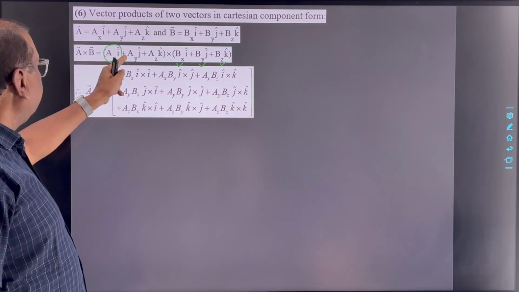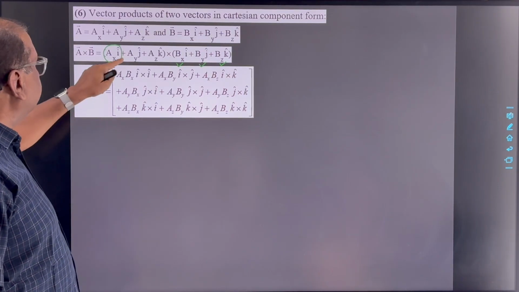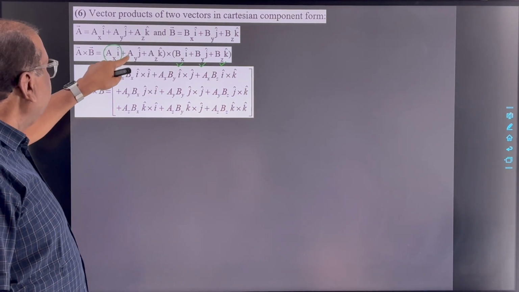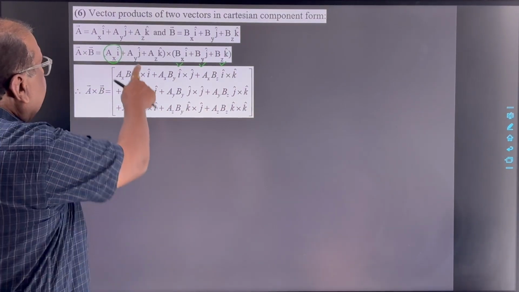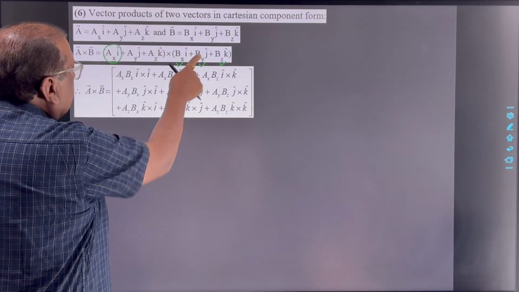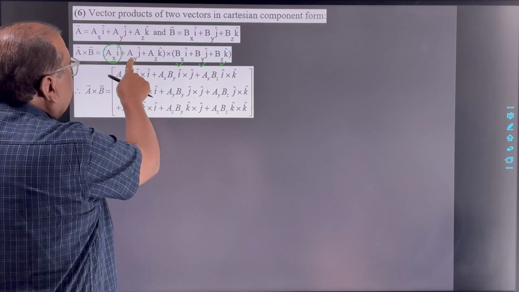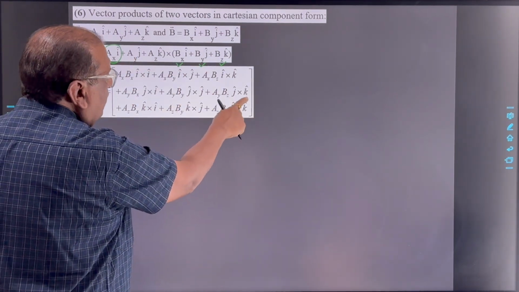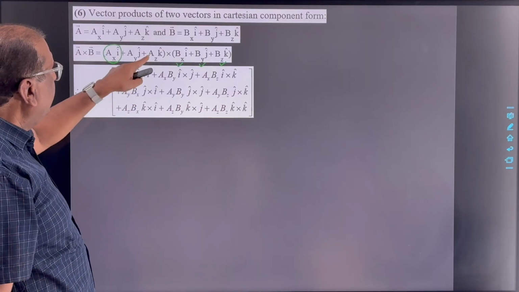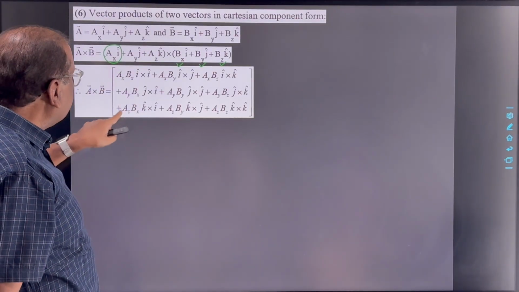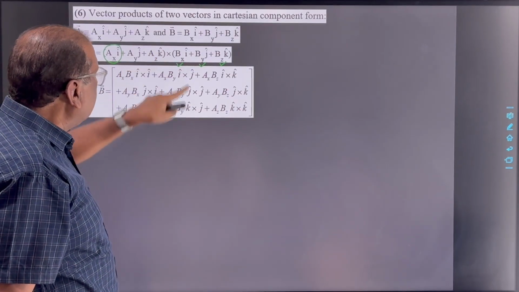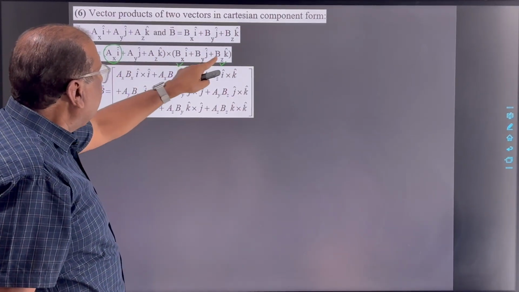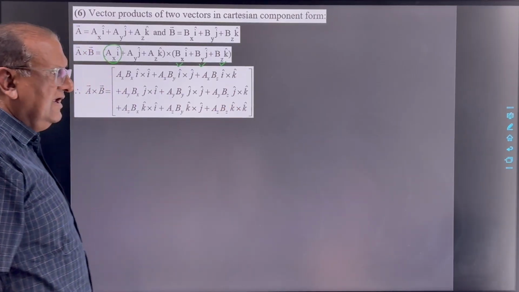Then, sorry, the second one: Ay Bx j cross i. Then Ay By j cross j. Then Ay Bz j cross k. Then the third one: Az Bx k cross i, Az By k cross j, Az Bz k cross k.